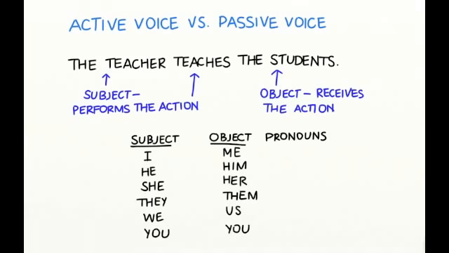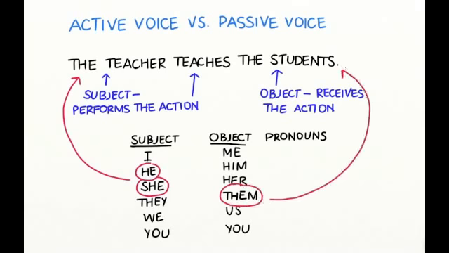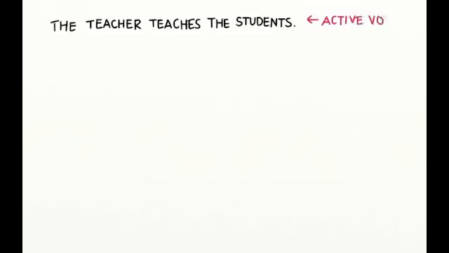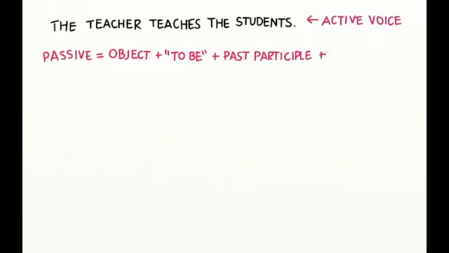In active sentences, subject pronouns can take the place of the subject, and object pronouns can take the place of the object. The teacher teaches the students is an active sentence because the subject comes before the verb and the object. To change this to passive, we would put the object first, plus a form of to be, plus the past participle of the verb, plus by, plus the subject. The subject is optional in passive voice.